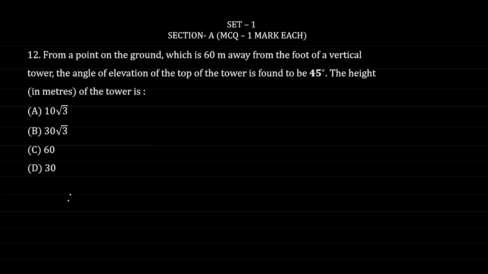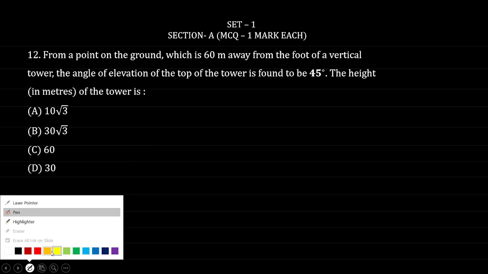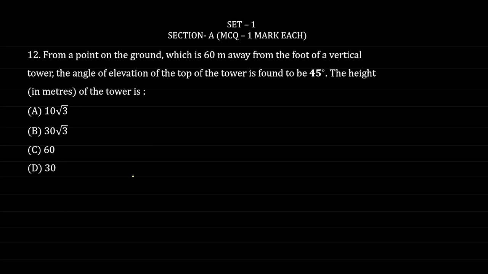Let's try to draw the diagram here. From a point on the ground. So first of all, we have to draw the reference line or ground line or horizontal line. So this is the horizontal line. Let's suppose that this is the point on the ground, which is point P, which is 60 meters away from the foot of a vertical tower. So let's suppose we have a vertical tower here at this point.